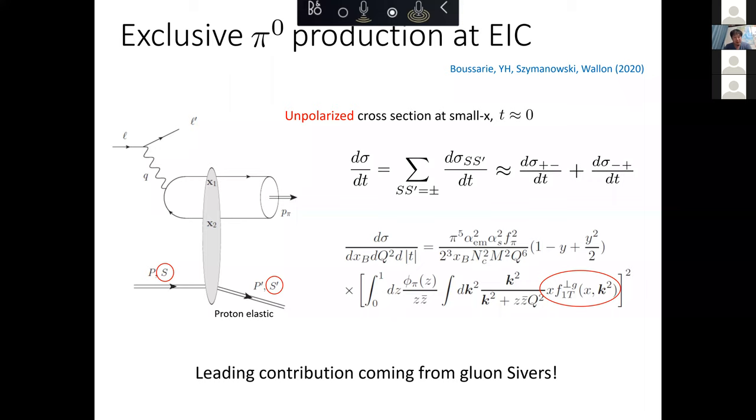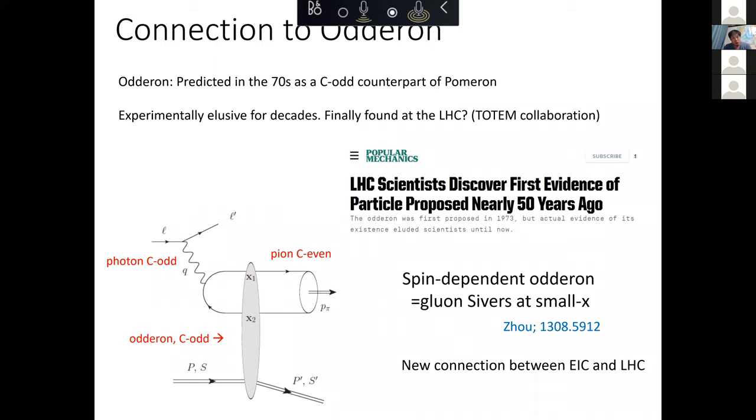And there is actually an interesting connection to the Odderon here. I don't know if you have ever heard of the particle called the Odderon. It's actually an object defined in Regge theory. It was predicted in the 70s as a C-odd counterpart of the Pomeron exchange. There have been decades of Odderon searches, all in vain, because it's a very elusive object, but there has been a recent announcement at the LHC by the TOTEM collaboration that they finally found evidence of the Odderon at the LHC, and here's some data drawing.